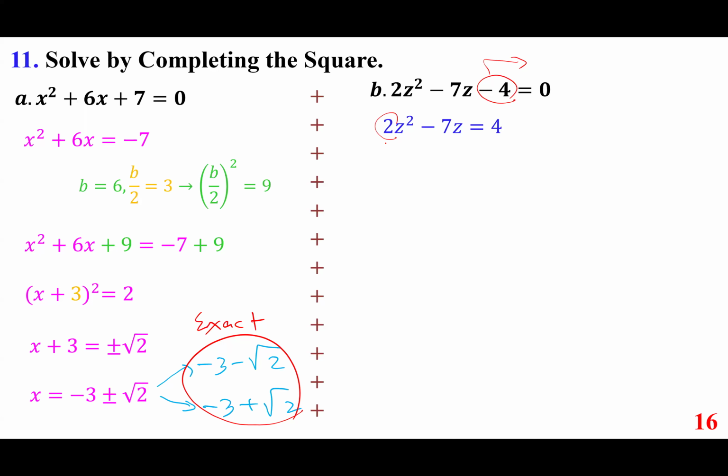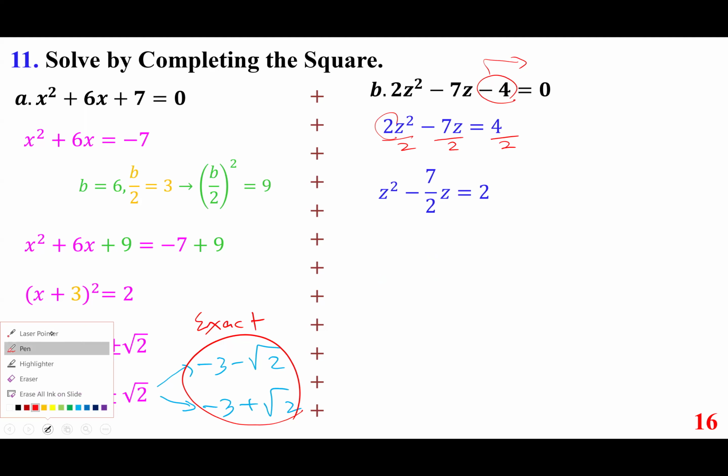The next step is to get rid of 2. How do we do that? Divide everything by a, namely 2. This is what you get. Now this is b.